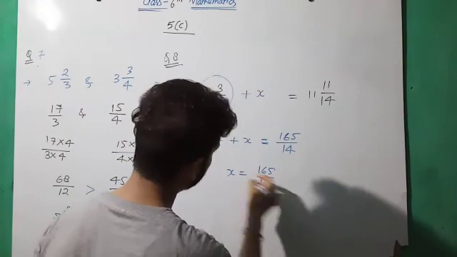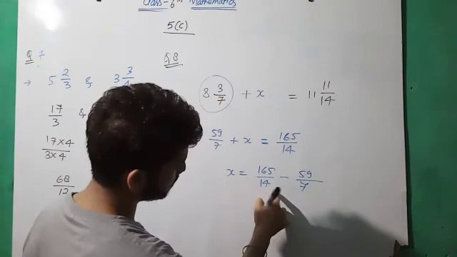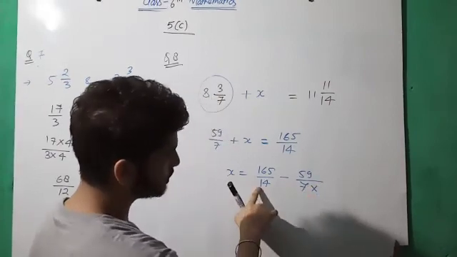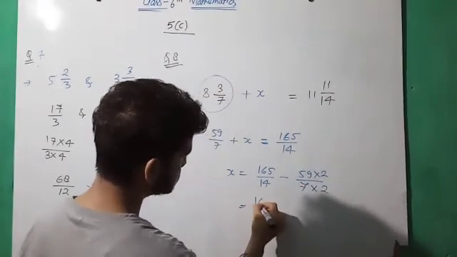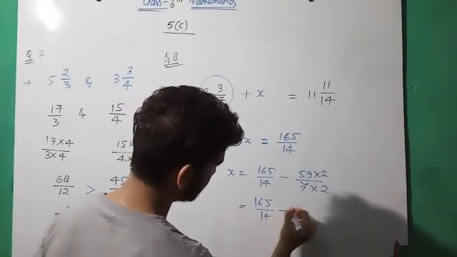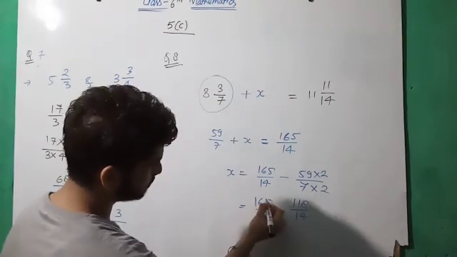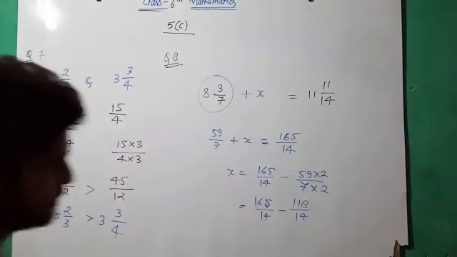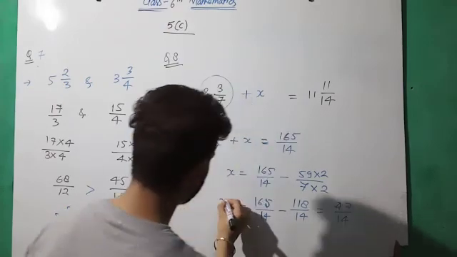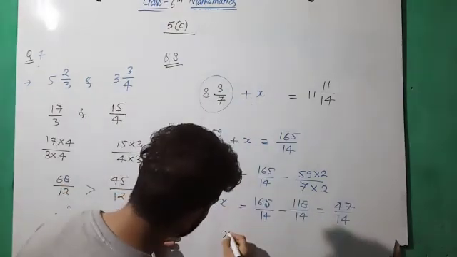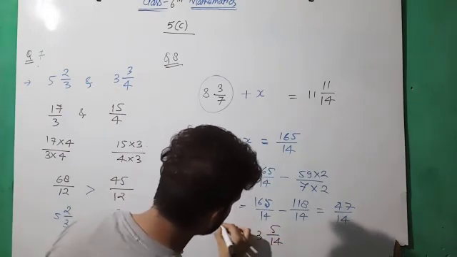165 upon 14. Now this will become minus 59 upon 7. So the LCM of 7 and 14 is 14 because 14 is a multiple of 14 as well as 7. So we have to multiply by 2 here. So it becomes 165 upon 14 minus 118 upon 14. 165 minus 118, it means it is 47 upon 14. Okay, x will become 47 upon 14. It means 3 whole 5 by 14 is the answer.